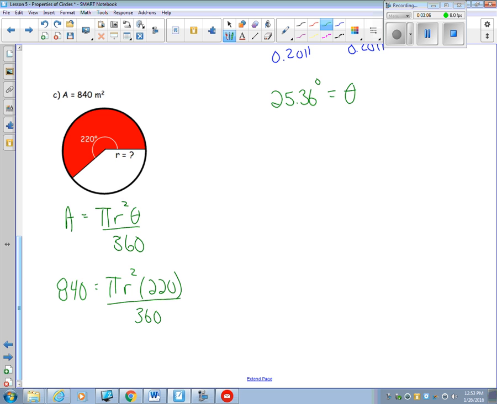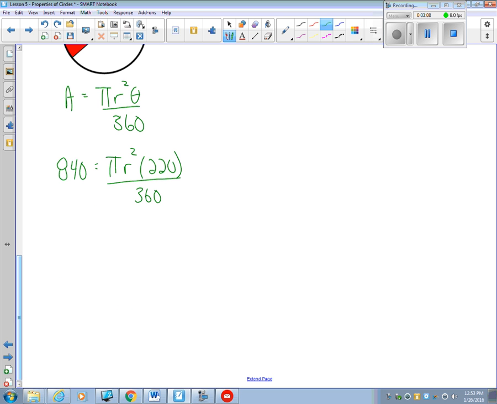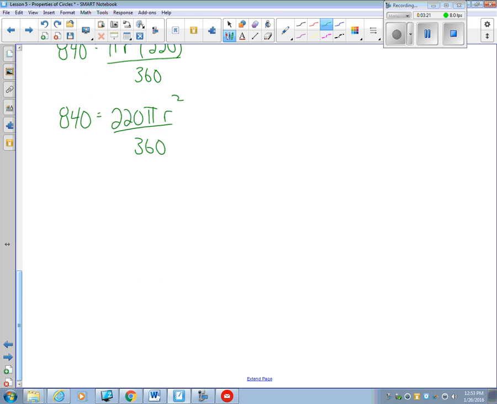out of 360. And as we said previously, we can sort of move things around a little bit if it makes it a little bit easier to think about. This is like saying 220 pi times r squared out of 360. Right? The order you multiply in does not make a difference. Okay, so 840 equals. We're going to do all the math parts where we can do the math parts, all of that at one time. We'll end up with 1.92, and it has an r squared attached to it.